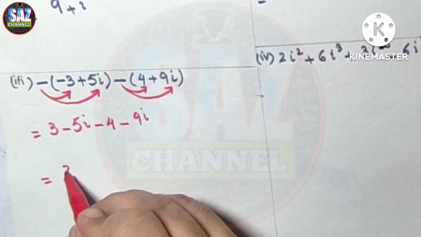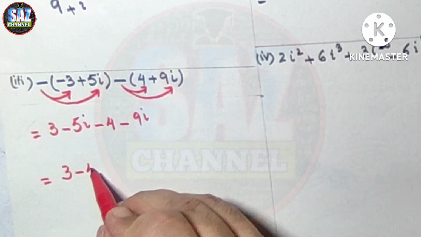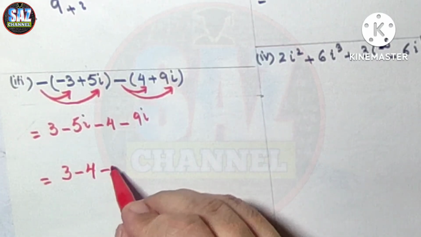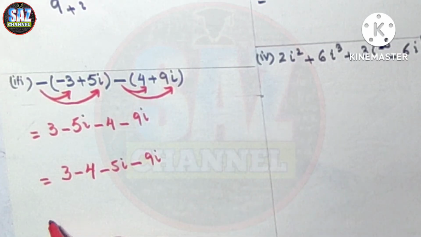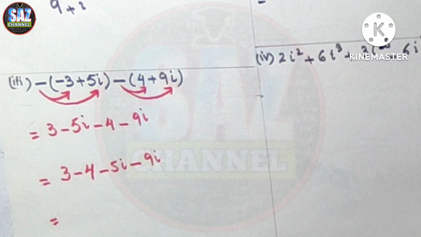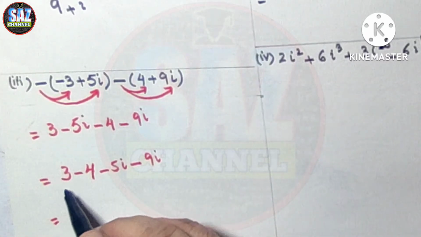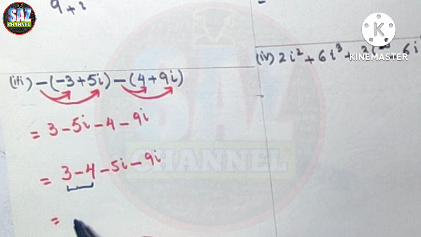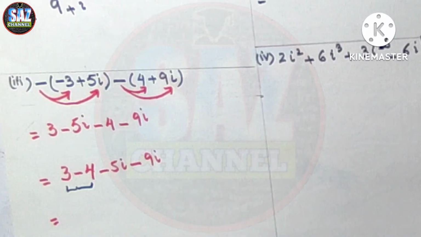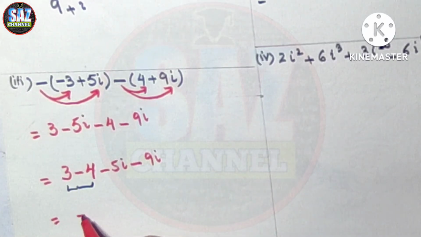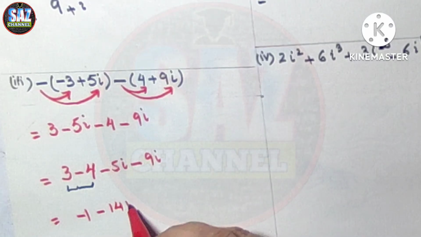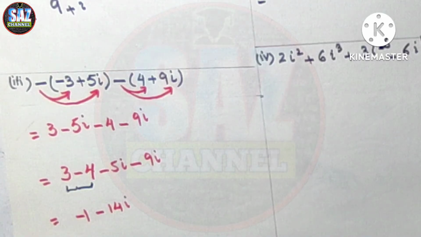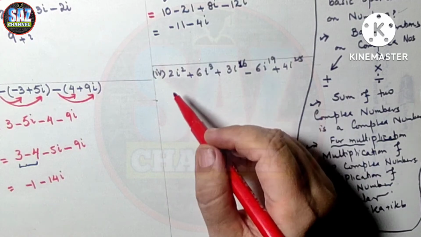We have to write the real parts together and the imaginary, complex parts together, and the question will take the form 3 minus 4, which will give me minus 1, and 9 and 1 is 10, and 4 is 14, minus 14 iota. Very easy question. Let us move to the last part of this question.